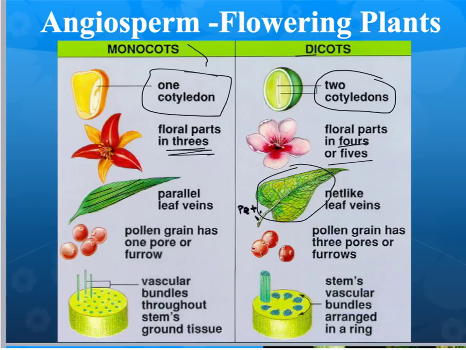Don't worry about the pollen grains and the vascular bundles. It's okay to know this, so you can just see that they're all spread out here, and here they're going to be arranged and bundled in specific groups. But the couple of main ones that you really want to know are these 3 here. The number of seed leaves, flower part multiples, and veins.